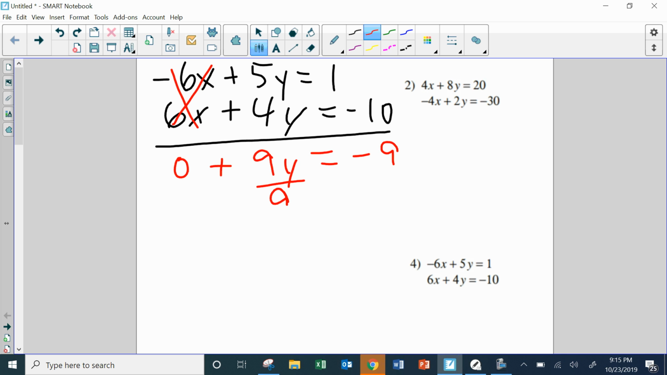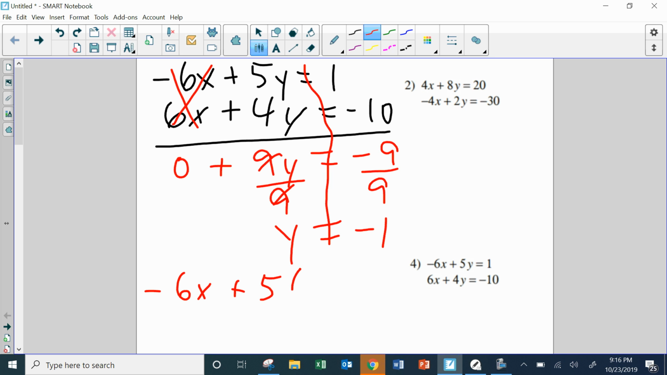So now I would divide by 9 so that those would divide out to 1. If I divide by 9 there, over here, I get y equals -1. Again, I need to solve for both variables. If y is -1, I could say -6x plus 5 times. So I'm going to replace the y with -1. And then just equals 1.